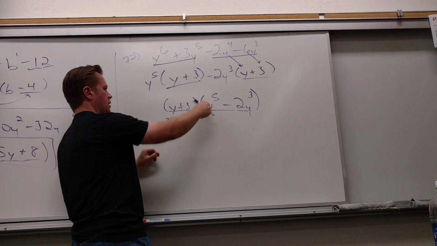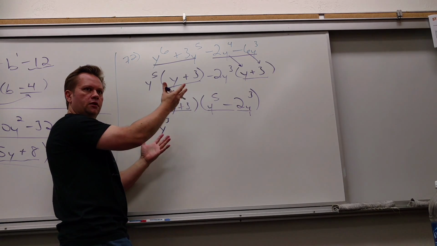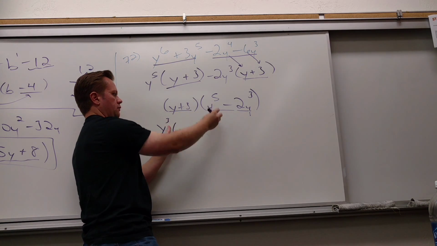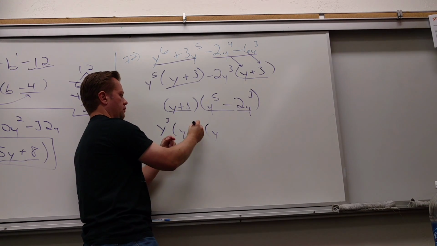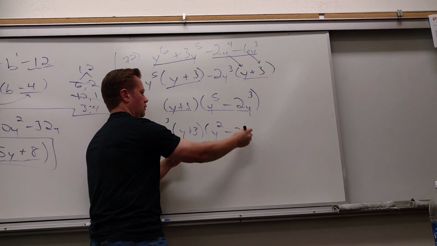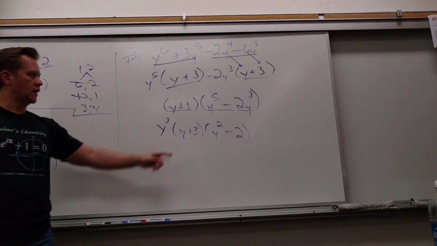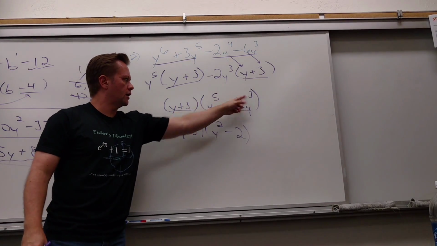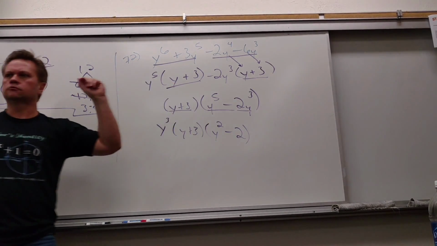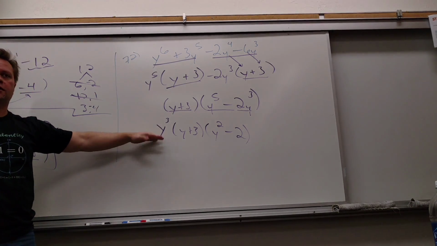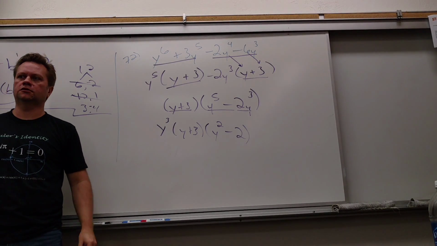Let me see if you guys are cool with this. I'm going to take them all the way out front, because that's where they make sense, times this, and then what's left in here when I take 3 y's out? Y squared minus 2. I had 5 y's, I took 3, so I got 2. I had 3 y's, I took them all, so I got none. So you can either take the y cubed out first, or you can take the y cubed out last, right? The math doesn't care.